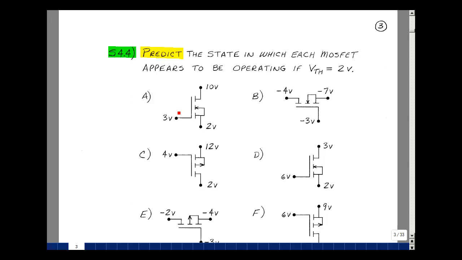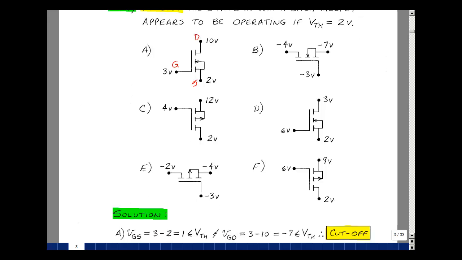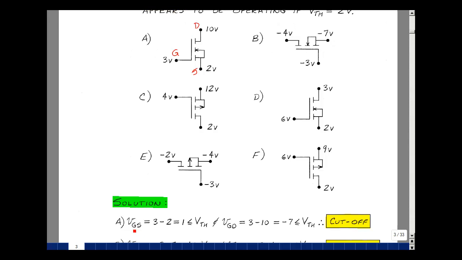Here's my gate, source, and drain. And this is an N-channel MOSFET. Let's find the appropriate voltages and check the state that we're in. We need to look at the gate to source and the gate to drain. The gate to source would be 3 volts minus 2 volts, or 1 volt.